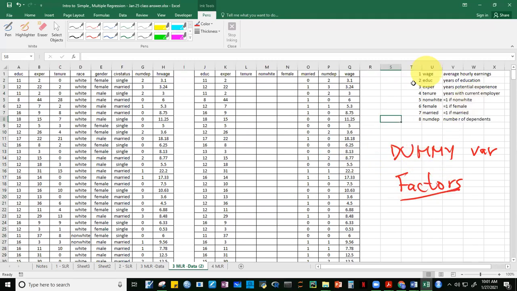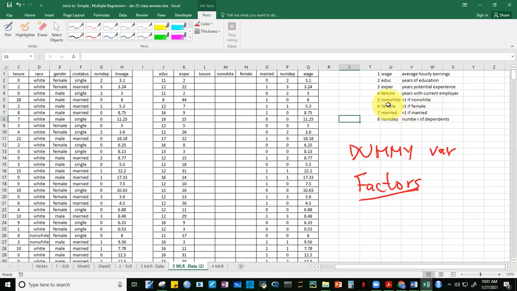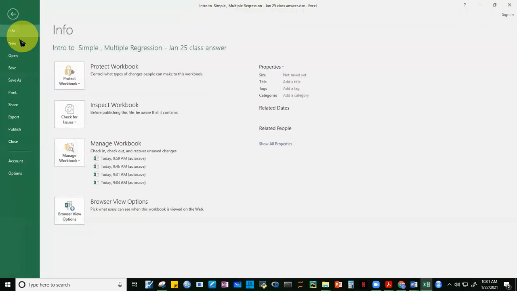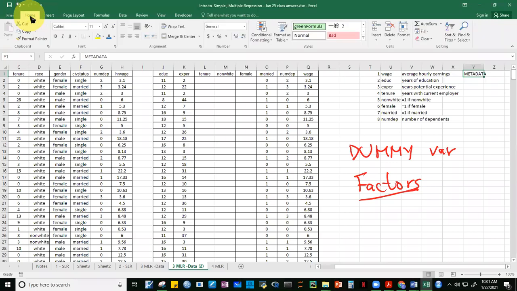Okay, dito sa dataset natin, may instructions dito, no? So ito yung metadata natin. This is called your metadata. What's metadata? It's information about your dataset. Data about the data yan. So metadata is data about the data. This is our data. What's our data about the data?